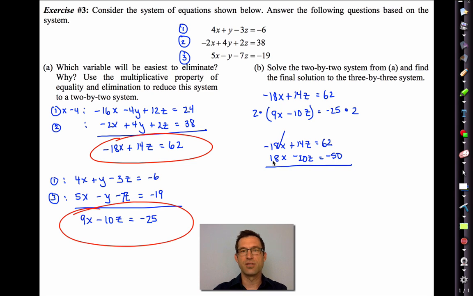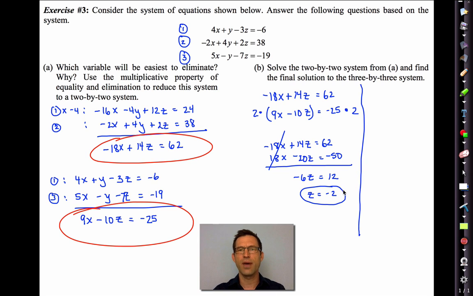Now when I add these two, the x terms cancel. Here, be careful. We'll get a net negative: negative 6z is going to be equal to positive 12, 62 minus 50. And of course, that means z is going to be negative 2. Once we're at that point, we've really done the bulk of the work. It's all back substitution now. It doesn't mean we won't make a mistake, but it's all back substitution. So let's try to find space to do that.